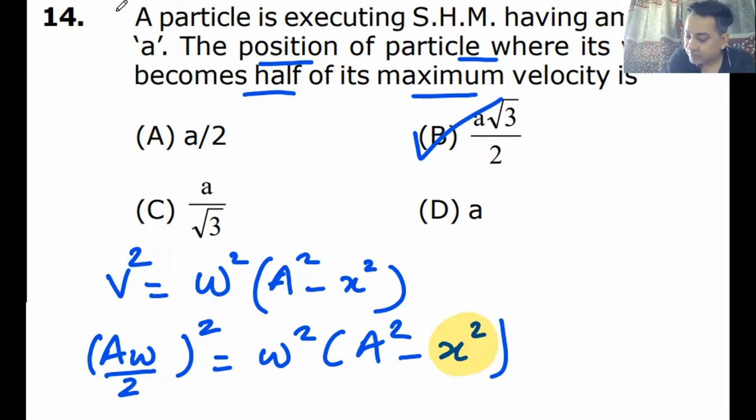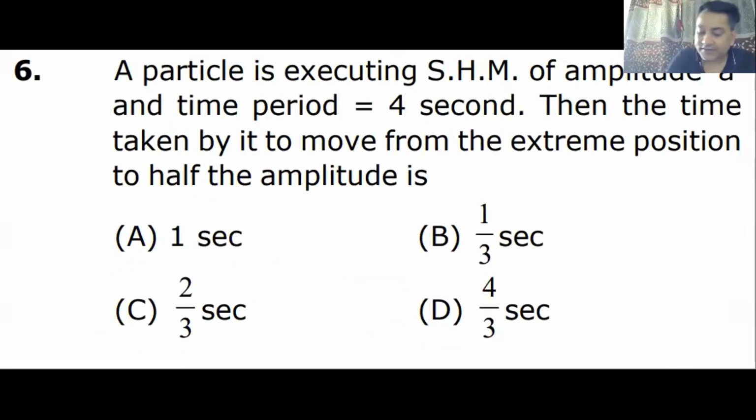This type of question can also come. The previous question was in terms of X. This question is in terms of time. And I hope that you can do this. A particle is executing SHM. Amplitude is A. Time period is 4 seconds. Find the time taken by it to move from extreme position to half of its amplitude.